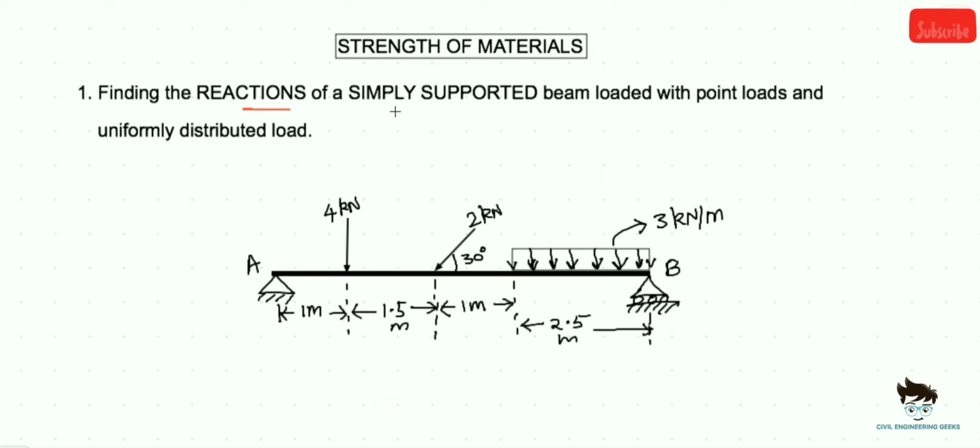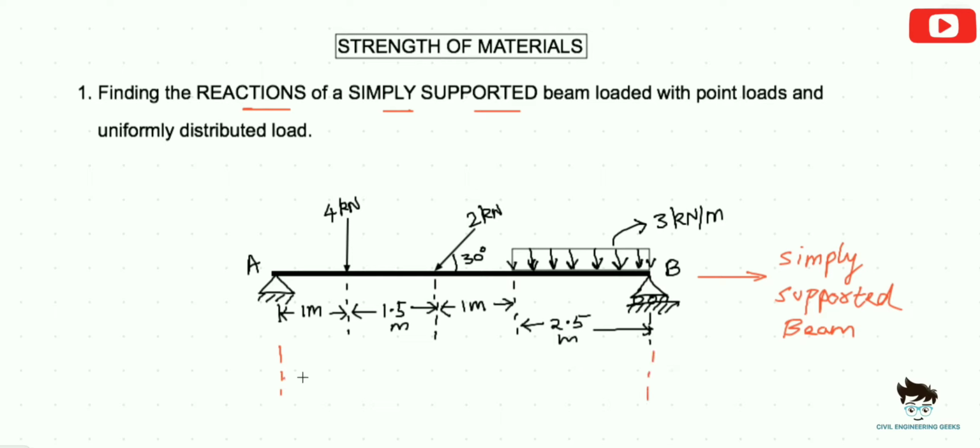In this lecture, we are going to see how to find the reactions of the simply supported beam when it is loaded with different kinds of loadings. So first we'll consider a simply supported beam with different kinds of loadings as shown there. And our beam is of length 6 meters and there are 3 different kinds of loads acting on the beam.